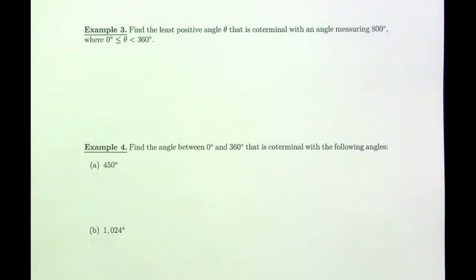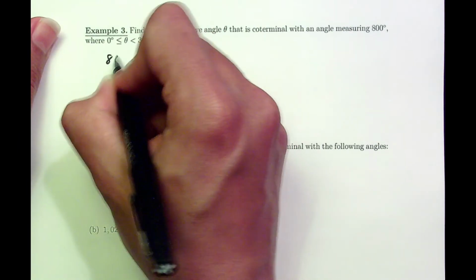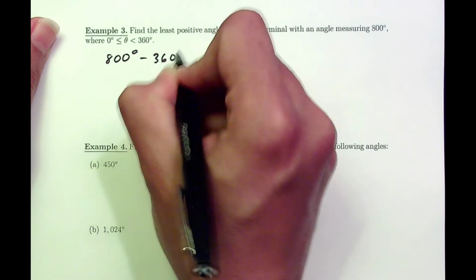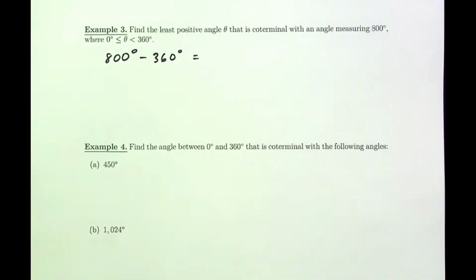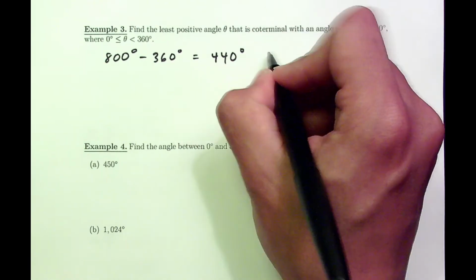Since it is much bigger than 360, the first thing we're going to do is subtract 360. It's too big, we're going to make it smaller by subtracting, and that's going to give us a coterminal angle. So how much is that? 800 minus 360. That is 440. So that angle is coterminal.